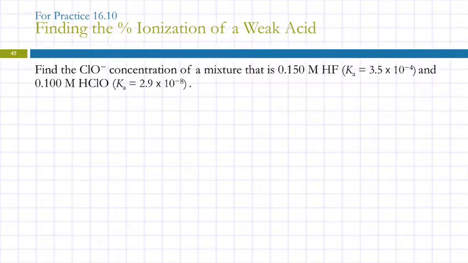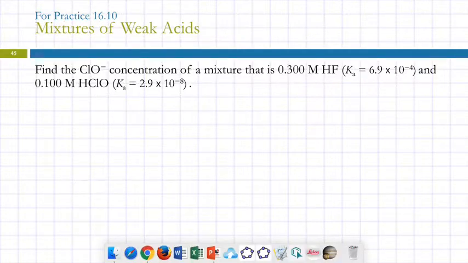So let's look at this one. We've got a mixture of HF and HClO, so hypochlorous acid and hydrofluoric acid. And this slide is in the wrong place. It's got the wrong title. Hang on a minute. Okay, so now I've got the correct slide, and I've got that toolbar at the bottom. I'm just going to ignore that.